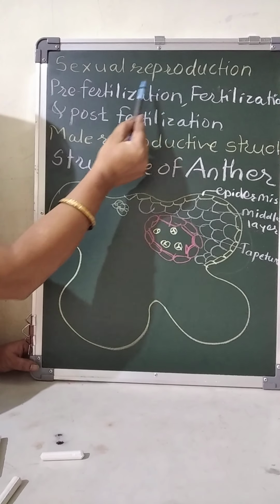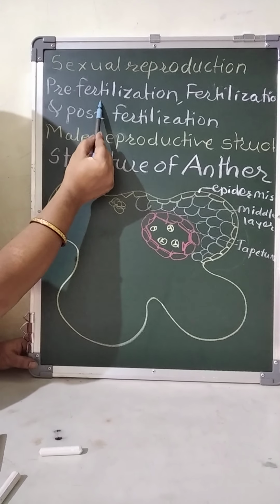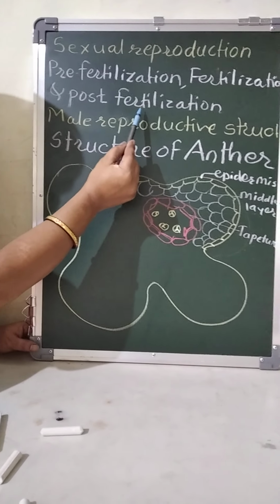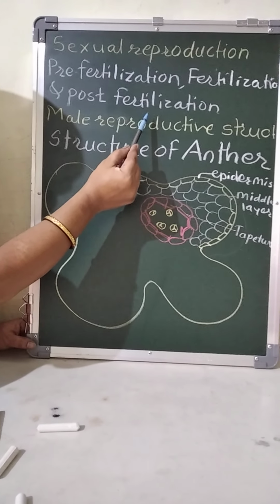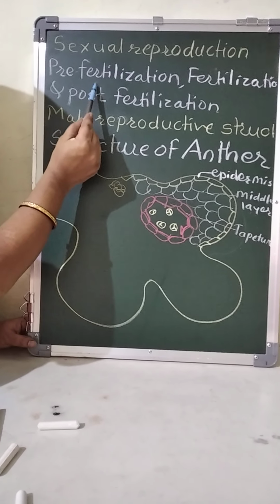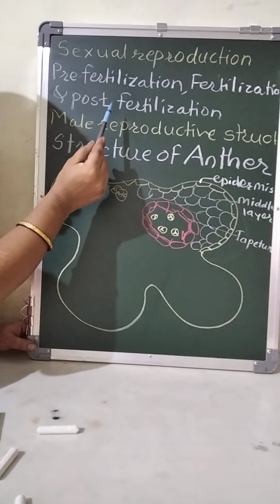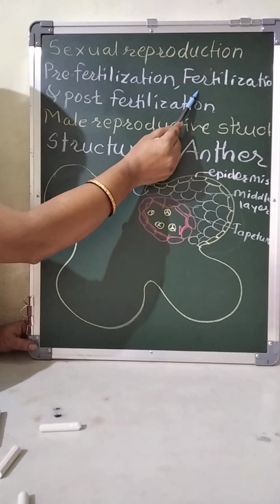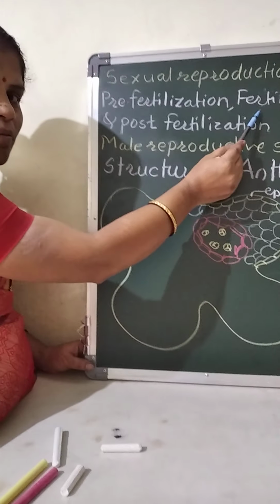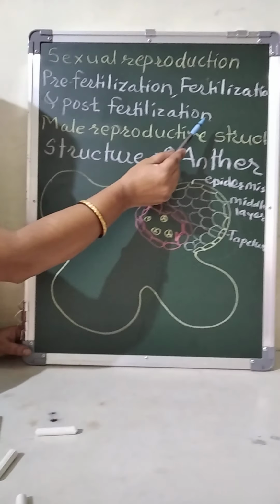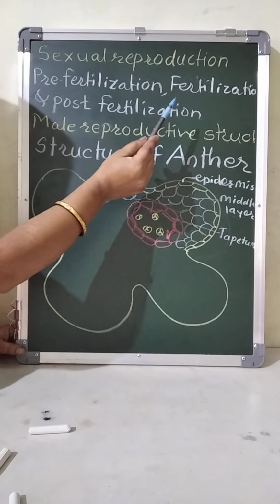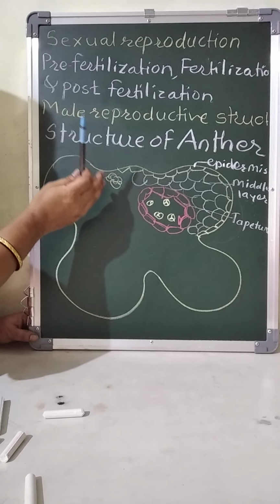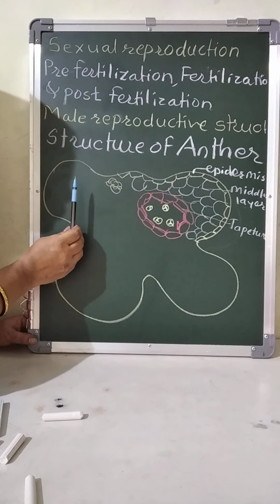Reproduction contains pre-fertilization, fertilization and post-fertilization, these three steps. In pre-fertilization, there is a formation of male and female gametes. Fertilization means the union of male and female gametes and forms a diploid zygote. In this total process, two steps are more important.